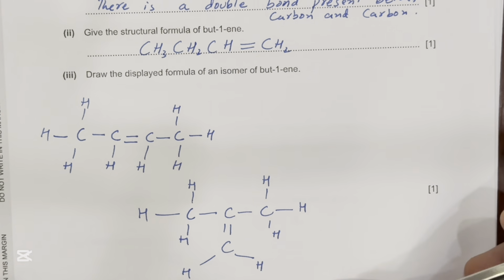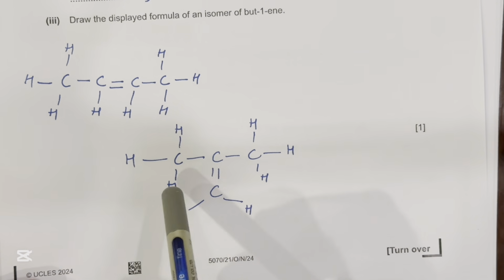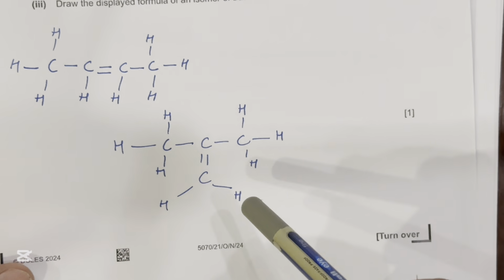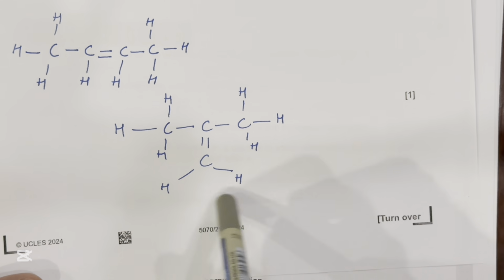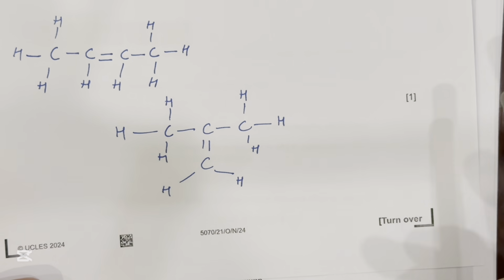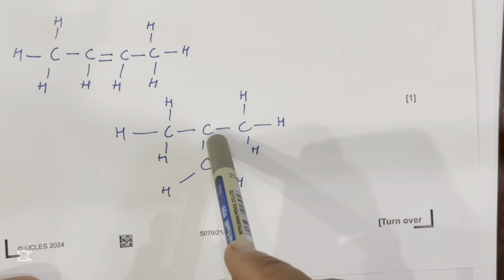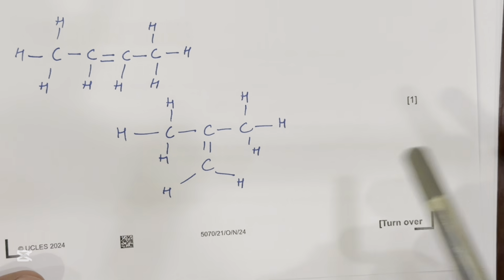Next part is to draw the displayed formula of an isomer of butane. You can also write this as an isomer if you show it like that. So both of these would be considered isomers of butane, but you can draw only one in the exam. This is how the double bond between carbon and carbon is shown in a branched way. Okay.